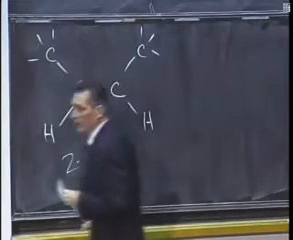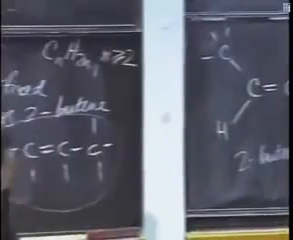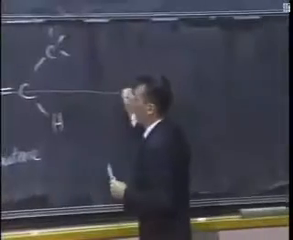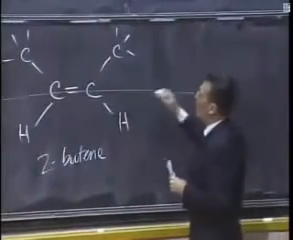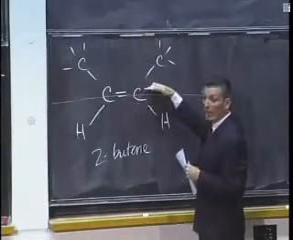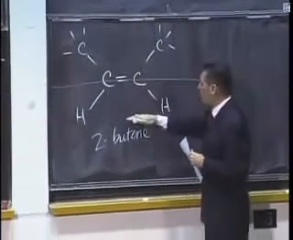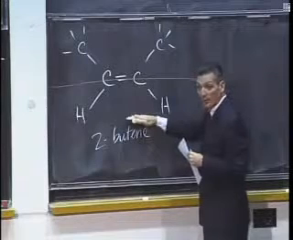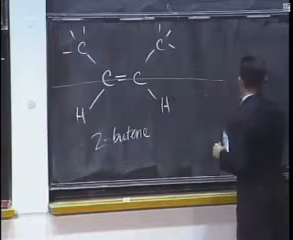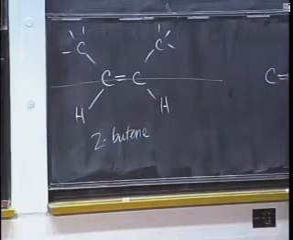And I think you can see that I can put a symmetry plane here. And what do I have? I've got both of my methyl groups above the carbon-carbon double bond, and both of the hydrogens below the carbon-carbon double bond. But another way I could have set up this structure, again, there's the carbon-carbon double bond.